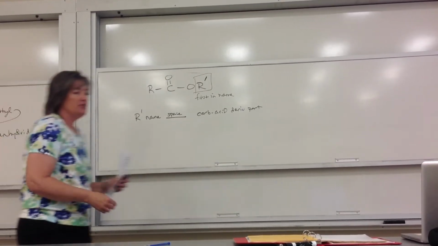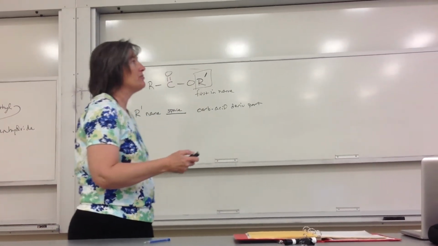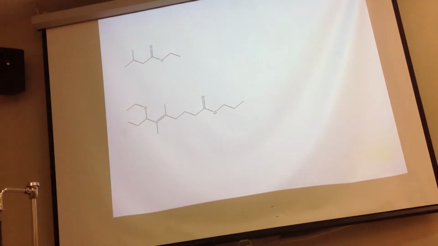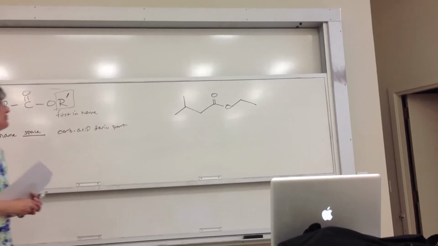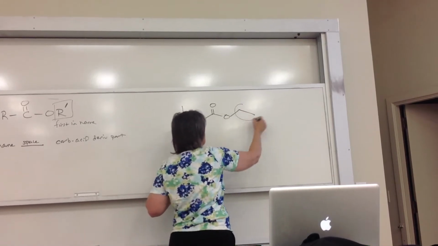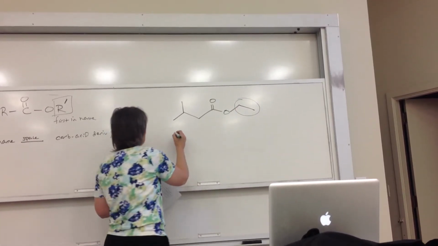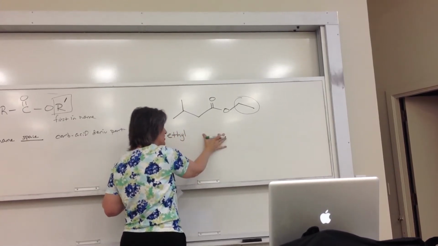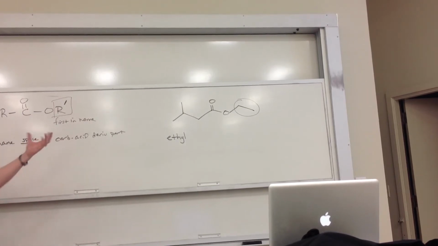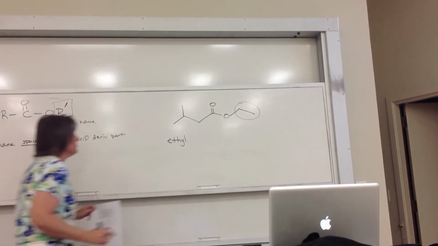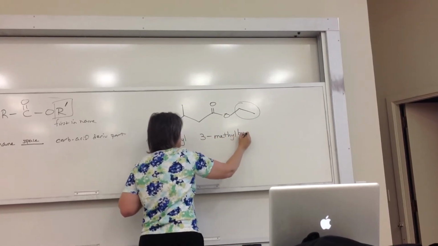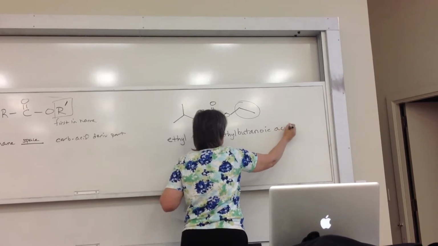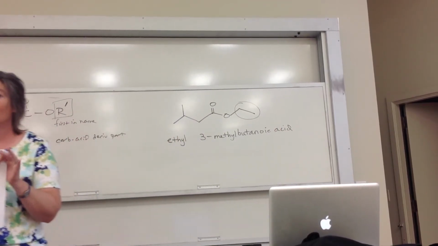So, let's do what we've been doing before and work on our first example as we go through this. It's this guy right here. Okay. So, we will first name the group on the oxygen, right there. What is it? It's an ethyl something. There's ethyl and then a space. Then we have to name the other part as a carboxylic acid. So doing that, I have 1, 2, 3 methyl butanoic acid.